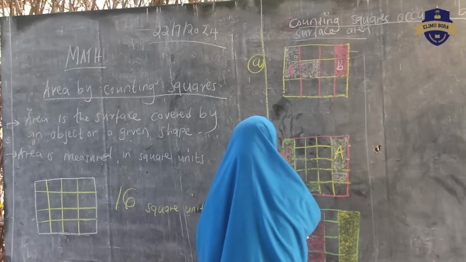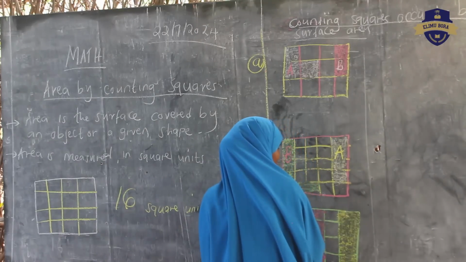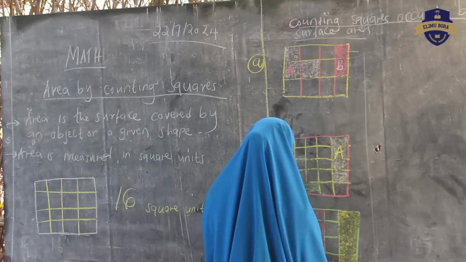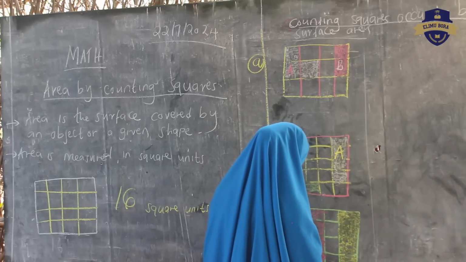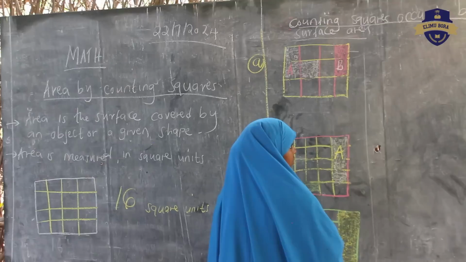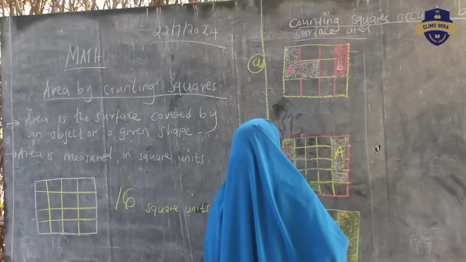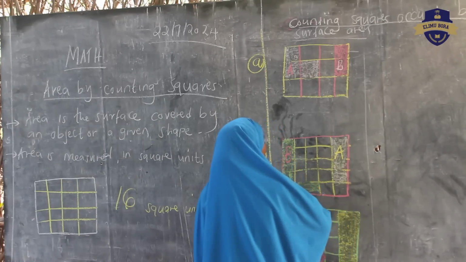Who can assist Aisha? Who can assist Aisha in doing that? Come. I just want you to count and tell us which one is occupying a large or a big surface area. Only that. You write for us, then you write for us with how many squares.